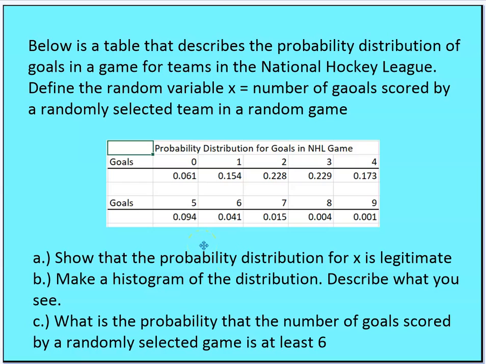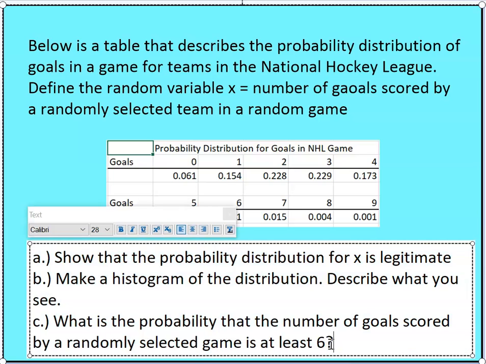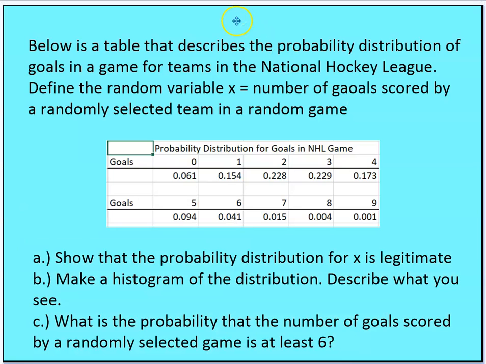Show the probability distribution for x is legitimate. Then make a histogram of the distribution. Describe what you see. And finally, what is the probability that the number of goals scored by a randomly selected team in a game is at least 6? So I'm going to leave this up for a moment.